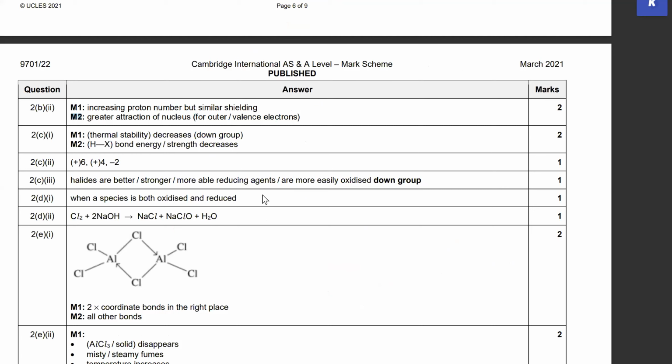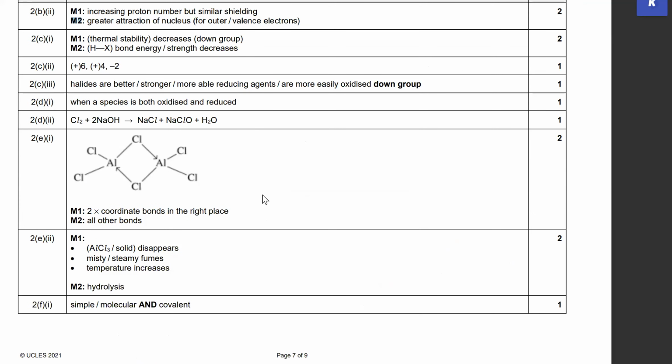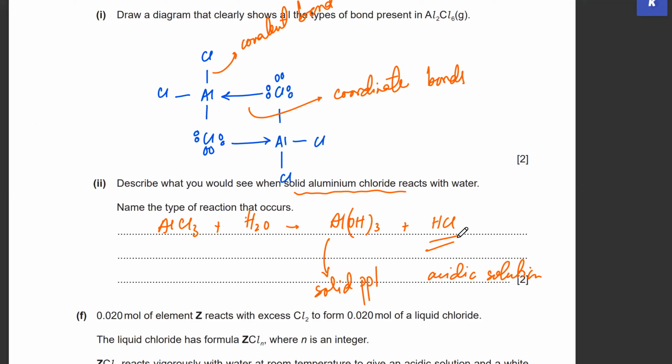So if you look over here. Can't we also write that misty fumes are seen? It's written there, misty fumes. We wrote that. Actually, I had written it, but I didn't write that, because I told you an acidic solution you wouldn't be able to see. So misty fumes are seen. He didn't talk about the solid when aluminum chloride reacts with water.